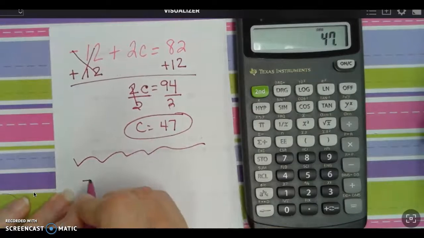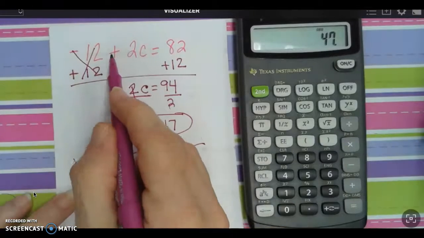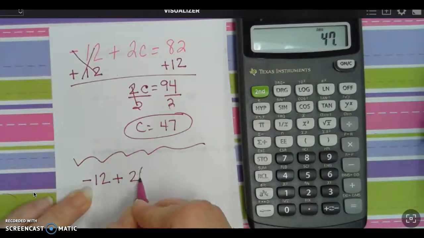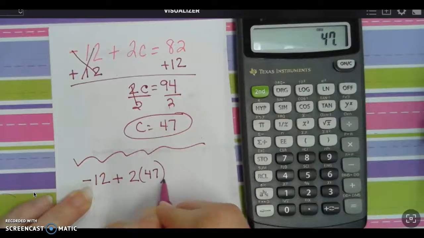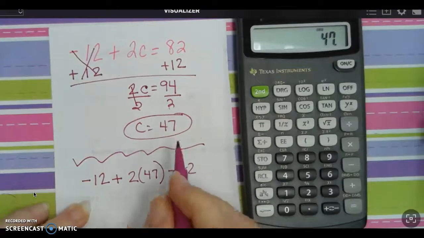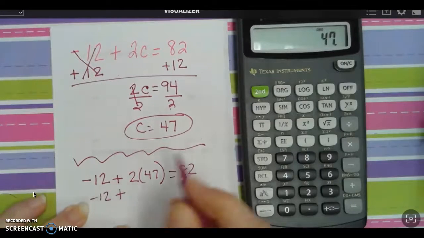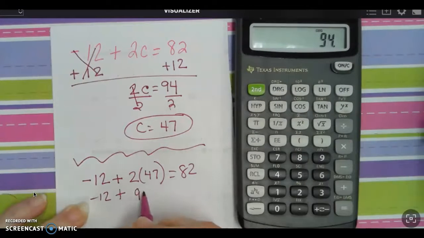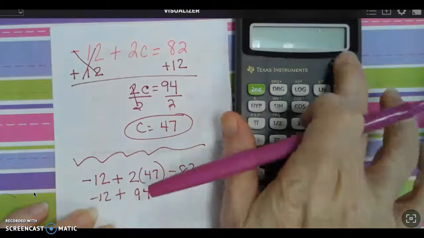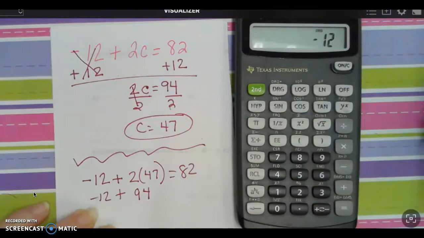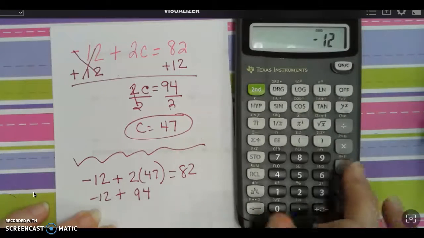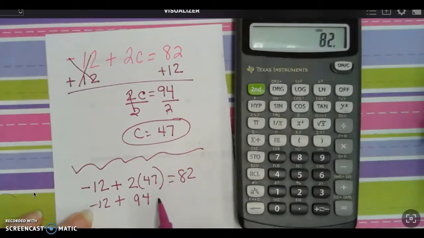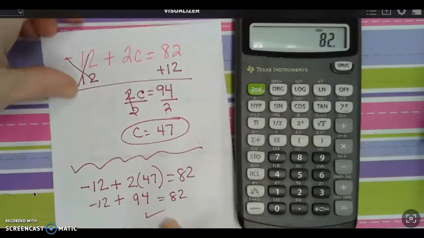So we've got a negative 12. We're writing down what we see, plus 2 times, I said that c was 47, and I hope that gives me 82. So I've got negative 12 plus, if I double check this, 47 times 2, I get 94. All right, so I'm going to punch this in like I see it. Remember, you have to hit 12 and then hit the negative button. So we've got a negative 12 plus 94, and that gives us our 82. So we know that we got it right.